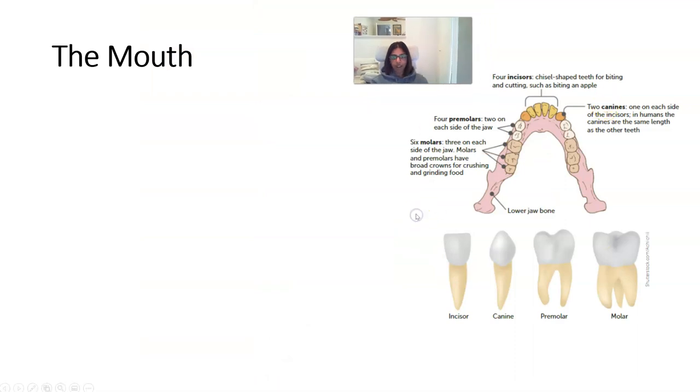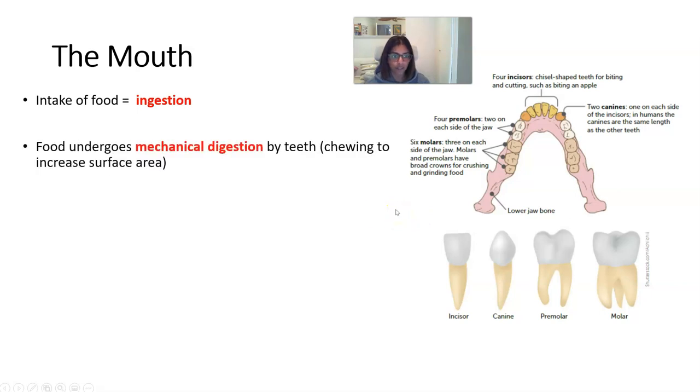Okay, so the start of digestion occurs in the mouth, and the first thing that has to happen is mechanical digestion. So when we take in food, that's referred to as ingestion, and we chew that food up. The reason why we chew the food is because it will increase the surface area to volume ratio, which means that more surfaces of that food will come into contact with chemicals so that digestion can occur at a faster rate.